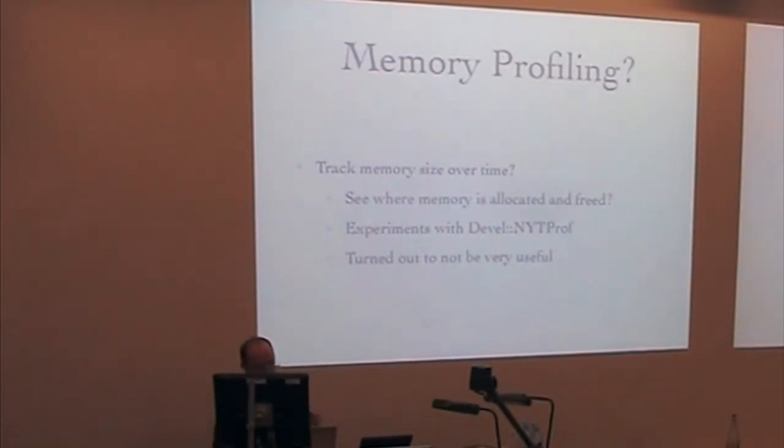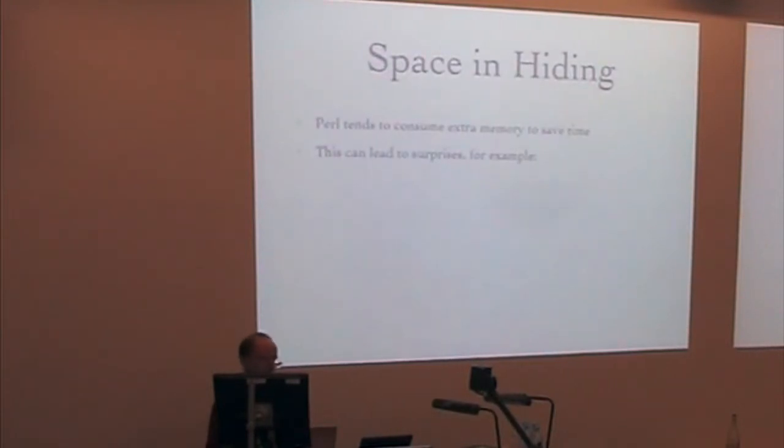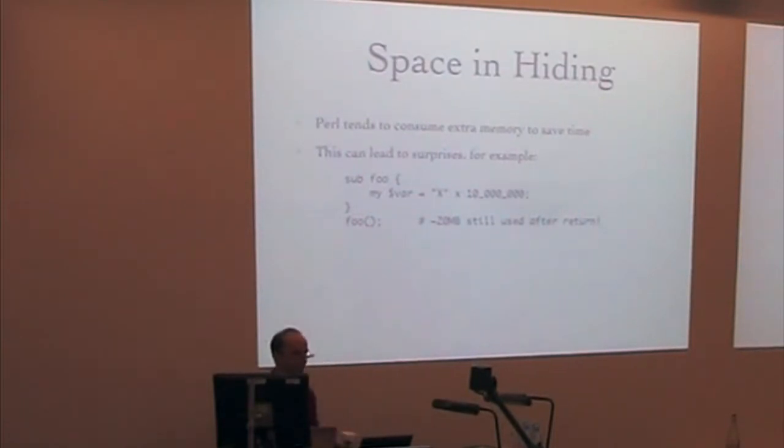Before I get into that, also, Perl hides memory in strange places. It wants to over-allocate in order to save time later. So this will lead to some interesting surprises. There's a constant string that we blow up to 10 meg. You call the function and there's 20 meg being returned. Does anyone know why? So there's 20 meg being used after the function returns.